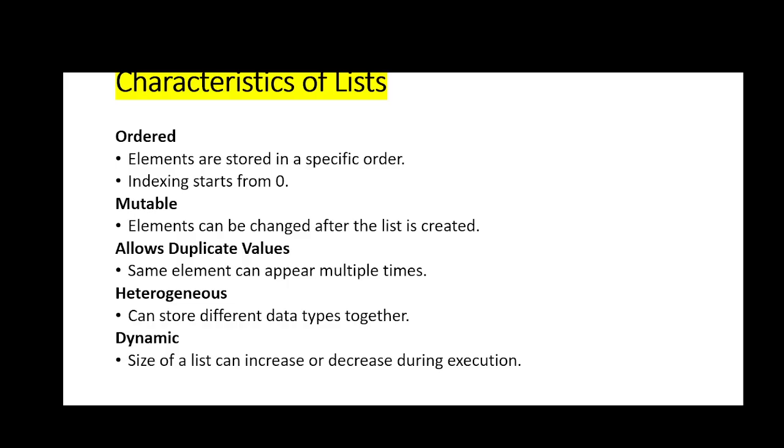The same element can appear multiple times in a list. Fourth one, heterogeneous, can store different data types together. The fifth one, dynamic. The size of a list can increase or decrease during execution.